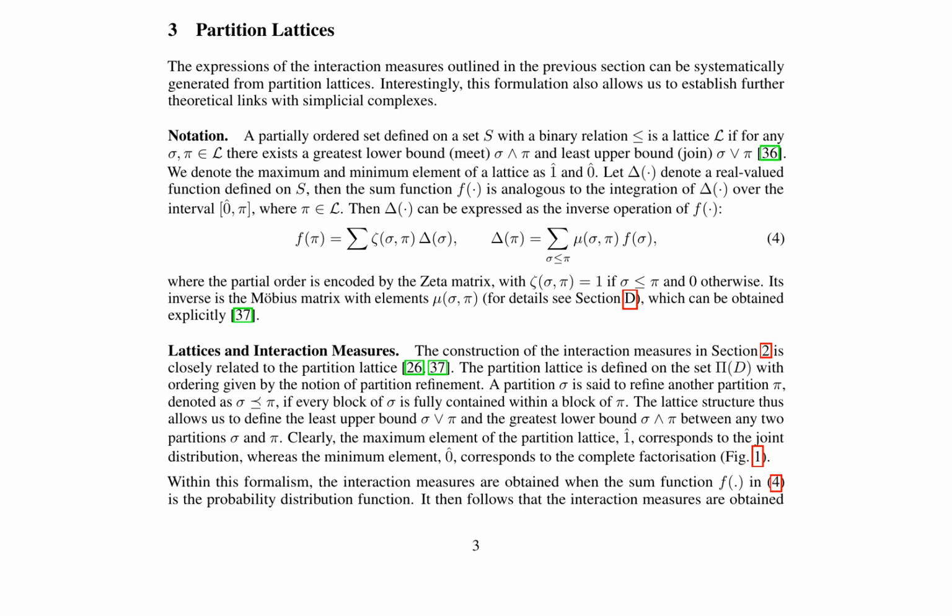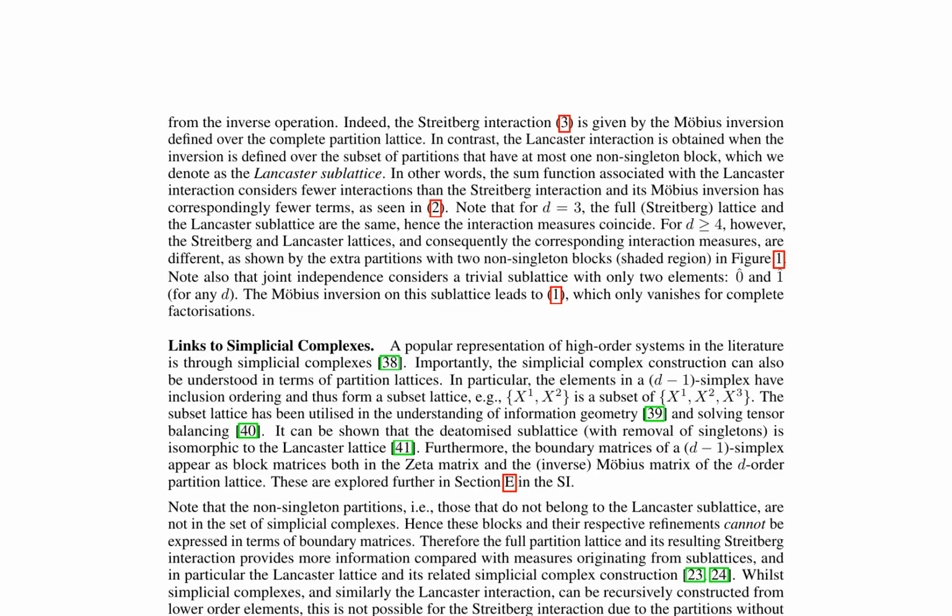This formalism provides a systematic way to generate interaction measures and establish theoretical links with simplicial complexes. The Streitberg interaction, defined through the Möbius inversion over the complete partition lattice, is contrasted with the Lancaster interaction, obtained by defining the inversion over the Lancaster sublattice, consisting of partitions with at most one non-singleton block. The Lancaster interaction considers fewer interactions, resulting in fewer terms in its Möbius inversion. For dimensions d greater than or equal to 4, the Streitberg and Lancaster lattices, and consequently the interaction measures, differ due to the presence of extra partitions with two non-singleton blocks.